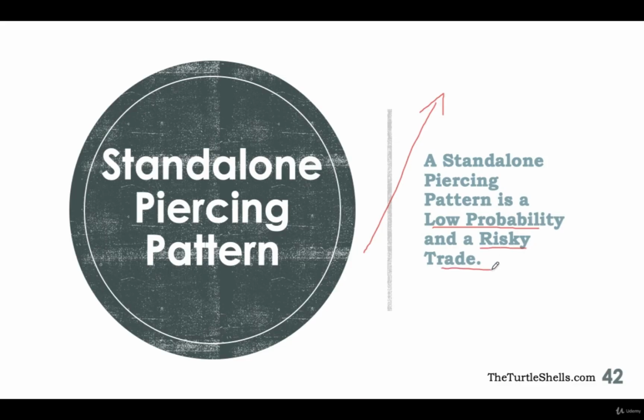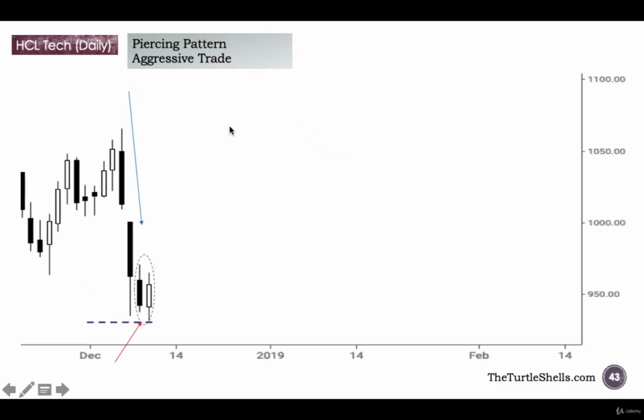We don't know what is going to happen next. If there is prior support confirmation, then at least we know that that's the point where the bulls are more powerful. So a standalone pattern, that is why I say that it's a low probability and it's a risky trade. For example, this is a daily chart of HCL Technologies. So it's an aggressive trade.